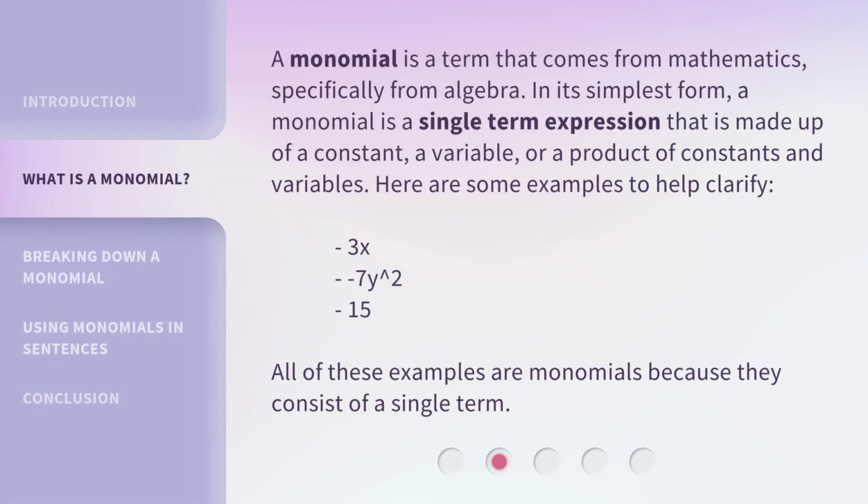A monomial is a term that comes from mathematics, specifically from algebra. In its simplest form, a monomial is a single-term expression that is made up of a constant, a variable, or a product of constants and variables. Here are some examples to help clarify: 3x, -7y², 15. All of these examples are monomials because they consist of a single term.